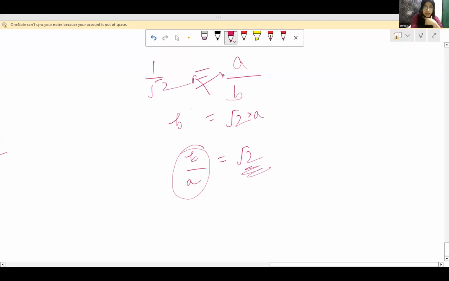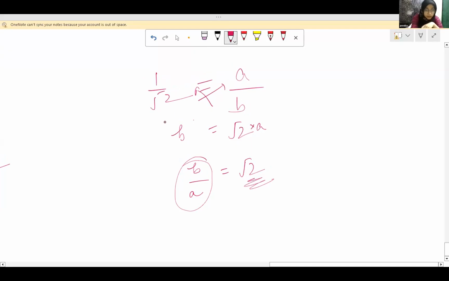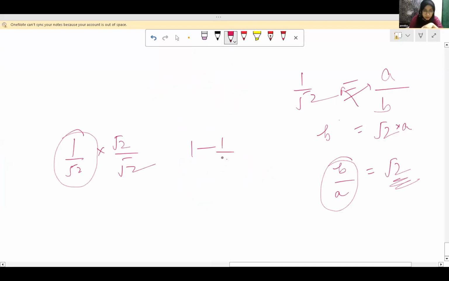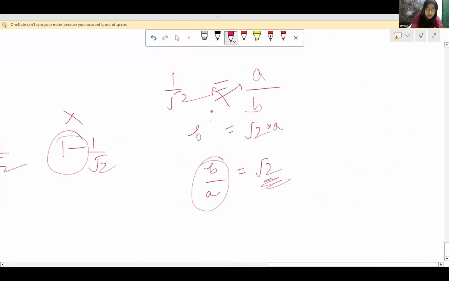See, this is the correct way. Ifra, can you see? Yes. You have written 1 minus 1 by root 2. This is incorrect because there is no extra 1 here. Okay. I am writing 1 by root 2 is equal to a by b.